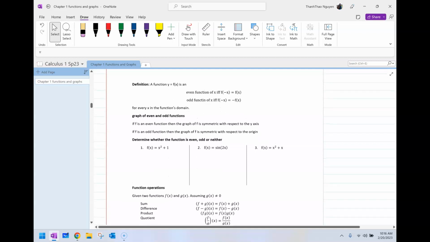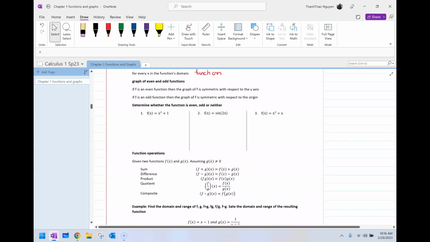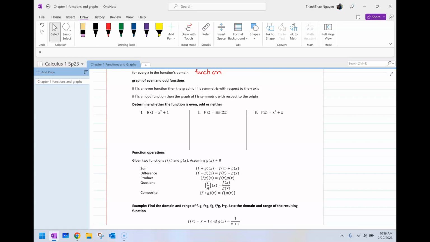A function f(x) is an even function if and only if f(-x) equals f(x). It is odd if and only if f(-x) equals negative f(x), for every x in the function domain. If the function is odd, then the graph is symmetric with respect to the origin, or you remember the graph of cosine of x. If f(x) is an even function, then it's symmetric with respect to the y-axis.